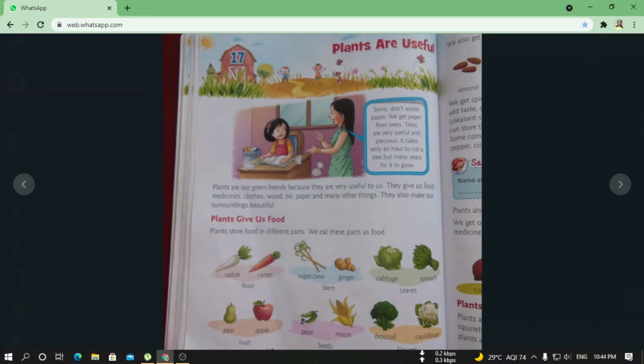Plants give us food. Plants store food in different parts. Plants can make their own food in the leaves, and they can also store food in different parts. So we eat all these parts of the plant as food.